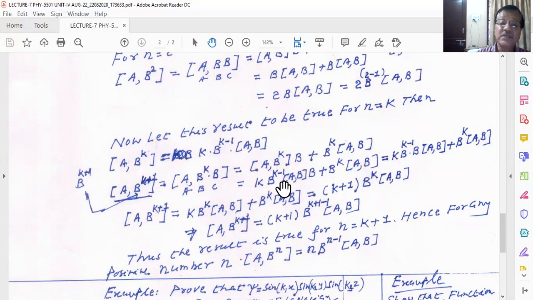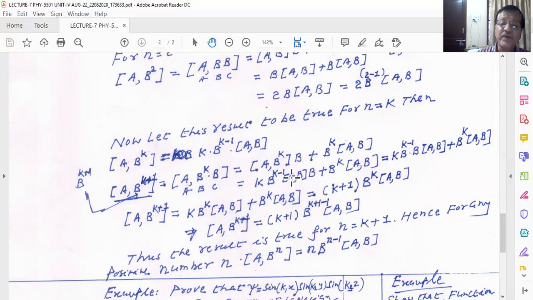And now you see this result: k operating on B to the power of k minus 1, and you see this one again. This is the same rule. They commute with each other. The commutator of AB commutes with B.